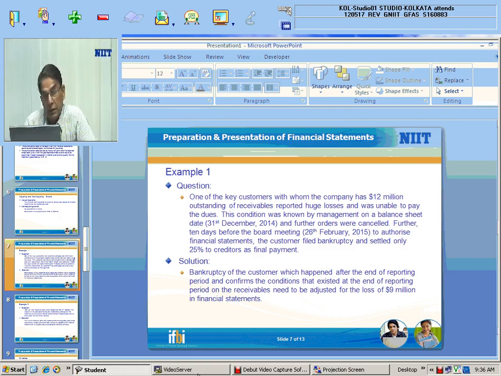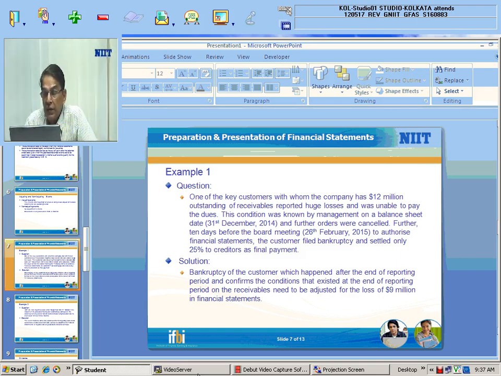Further, 10 days before the board meeting to be held on 26 February 2015, the balance sheet date being 31st December 2014, the board meeting was convened to authorize the financial statements. The customer filed for bankruptcy and settled only 25% to the creditors as final payment. The bankruptcy of the customer happened after the end of the reporting period, but before the authorization date for the financial statements, which is 26 February 2015, so it's a post-balance sheet event.